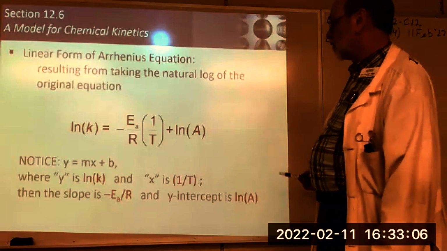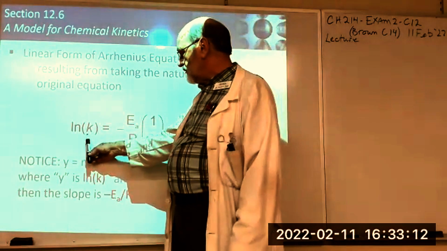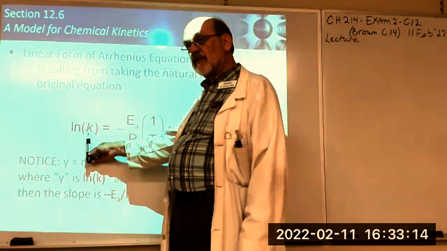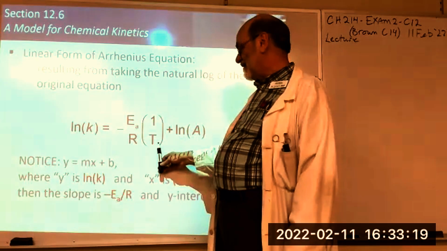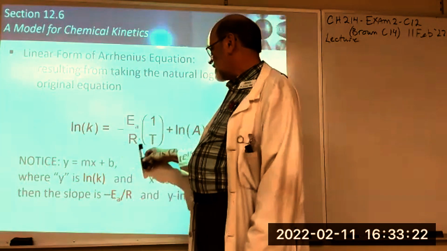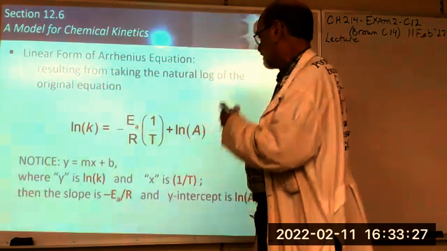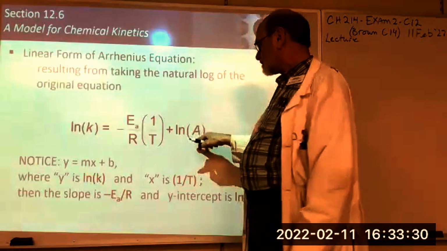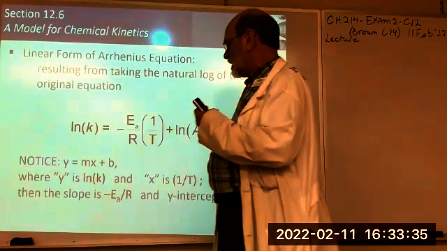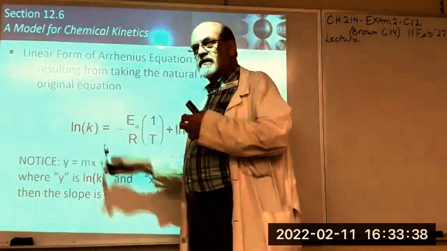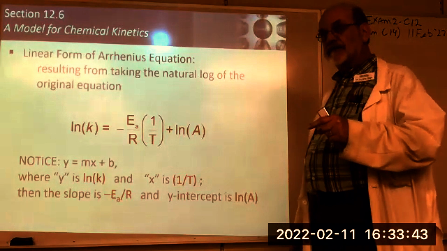And this one, the linear form for the equation, plots the natural log of the rate constant against the inverse of the temperature. And then the slope of that line is the activation energy divided by R, and it's going to be a negative slope. Right, so it goes this way. And then this one is the y-intercept. So what you have to do is determine the rate constant at different temperatures, and it will be different. Whenever you change the temperature, you get a different rate constant.